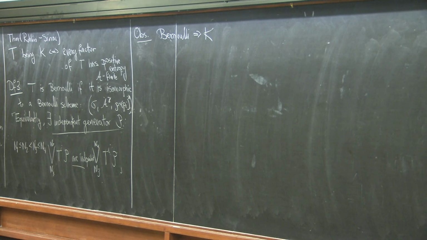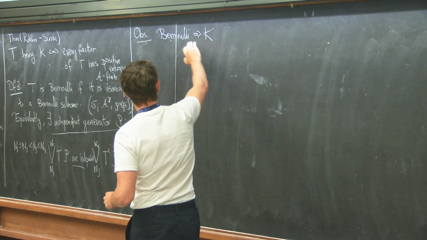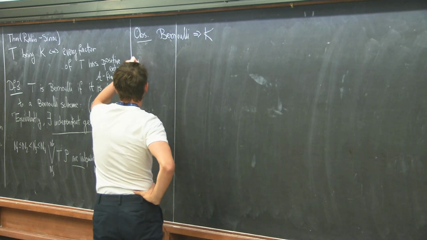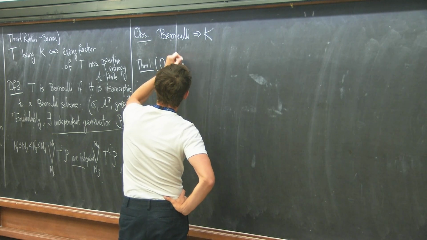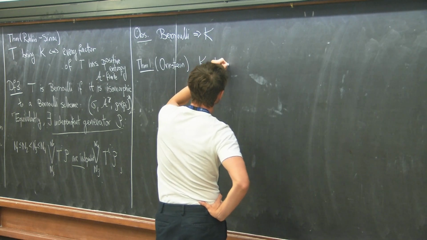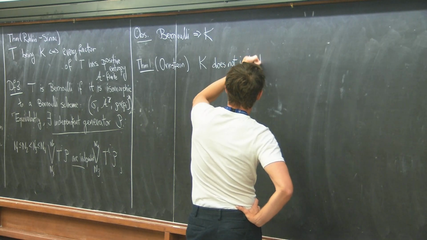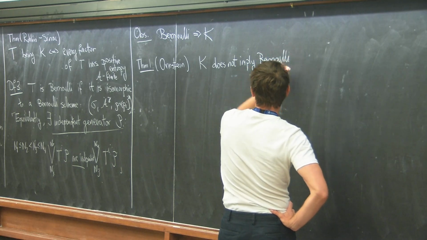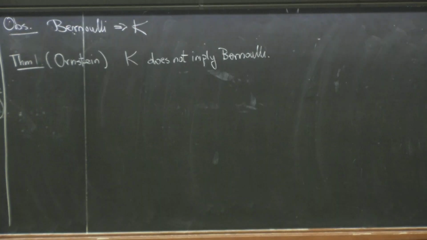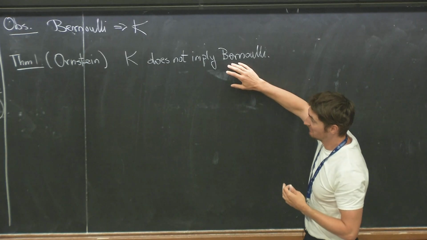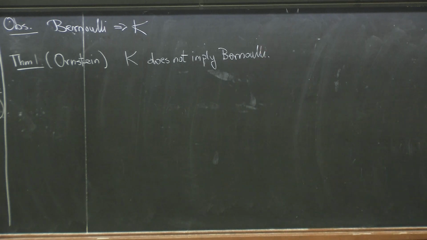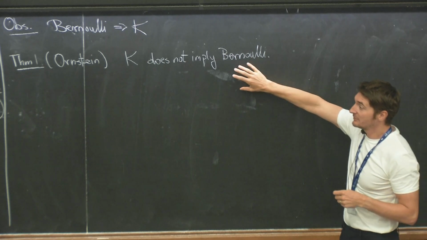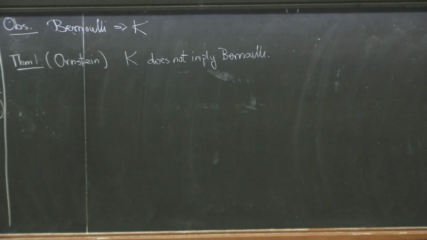So Bernoulli implies K, and then the question was whether the opposite is also true, and this is not the case. Theorem 1 is due to Ornstein: K does not imply Bernoulli. It was the first such example, and it was good that such an example was constructed. The problem is that it was really a construction, so I can't define this system for you here, but I can define another one that will be important, that is also K and not Bernoulli.